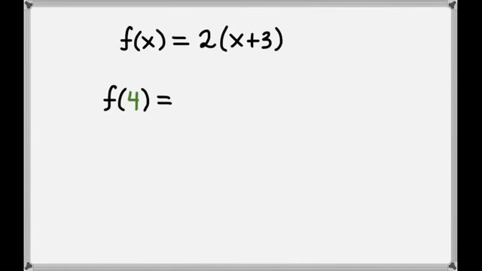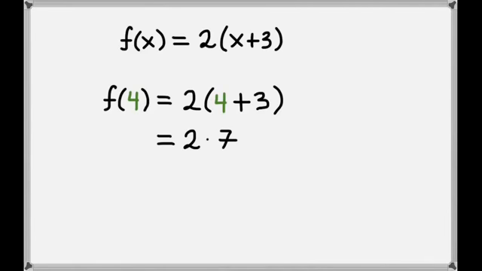Here, let's evaluate f of 4 for practice. So f of 4 equals 2 times, and now we're going to replace x with 4, plus 3, and then we just need to calculate what this is. So we have 2 times 4 plus 3, which is 8 plus 3, and that leaves us with 11. So we know that f of 4 equals 11.